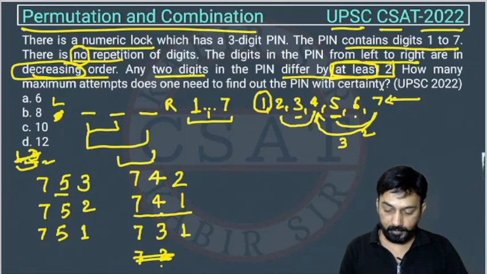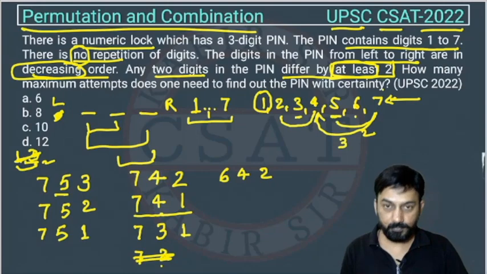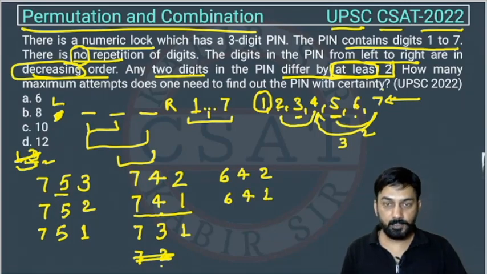Now if we are not starting with 7, the password can start with 6. If the password is starting with 6, the next digit will be 4, and after 4 the next digit will be 2. Now suppose we keep 6 and 4 constant and I don't take 2, I take 1. So there is no other possibility with 6 4.